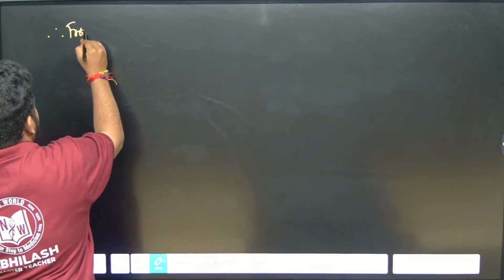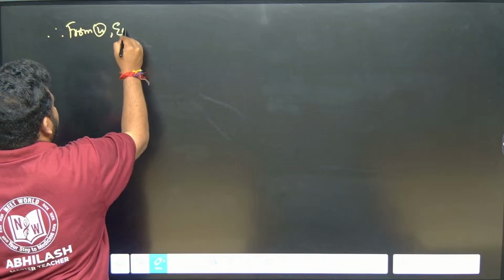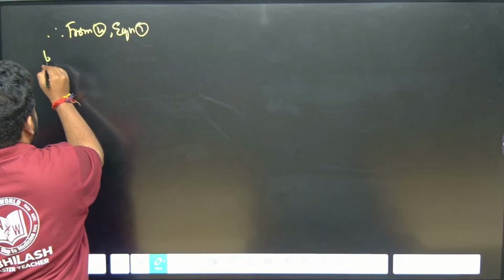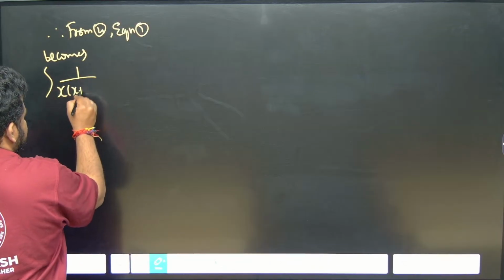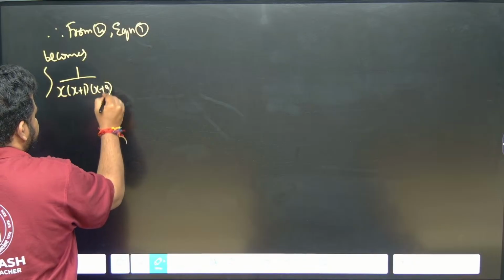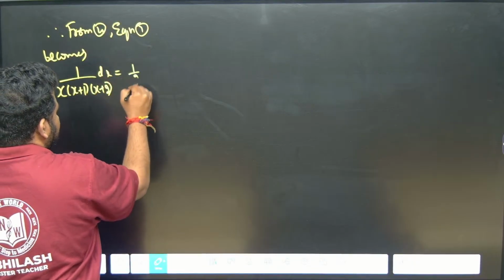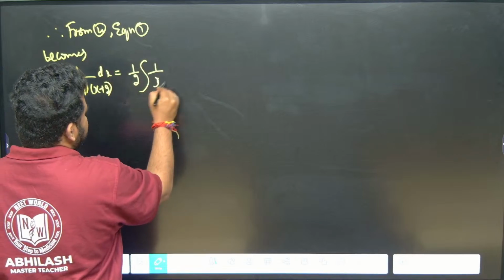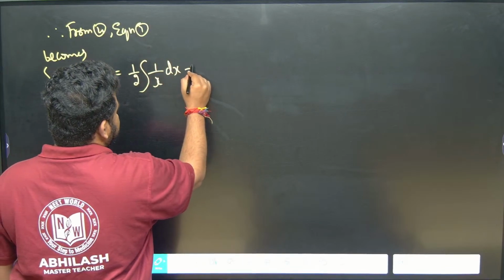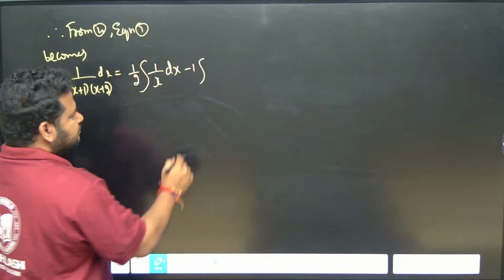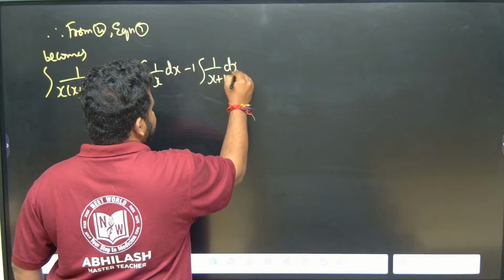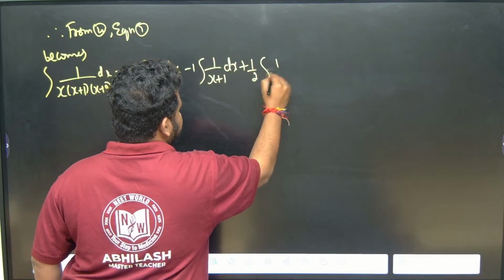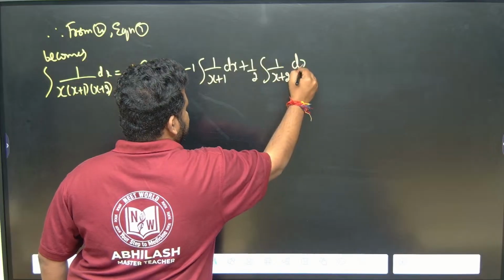Therefore from 4, equation 1 becomes: integral of 1 by x into x plus 1 into x plus 2 dx would become A, that is 1 by 2 into integral of 1 by x dx. B is minus 1 into integral of 1 by x plus 1 dx. C is 1 by 2 into integral of 1 by x plus 2 dx.